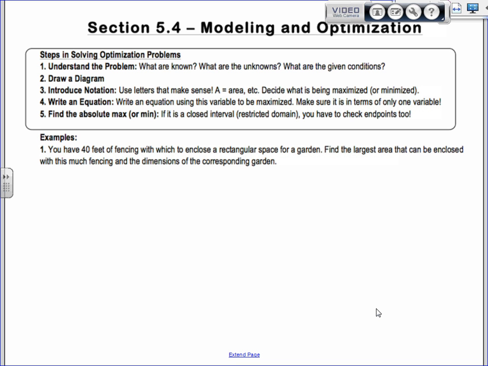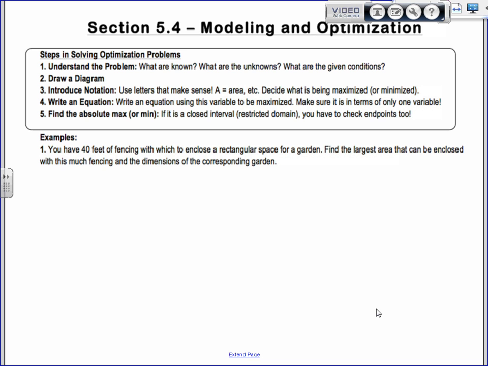Write an equation. You need to have the equation in terms of one variable. So yes, you can talk about volume as length times width times height, but in the end, you want them to all be in terms of like length, like one thing. And then find the absolute max or min, and if it's on a closed interval, then you have to check your endpoints too.